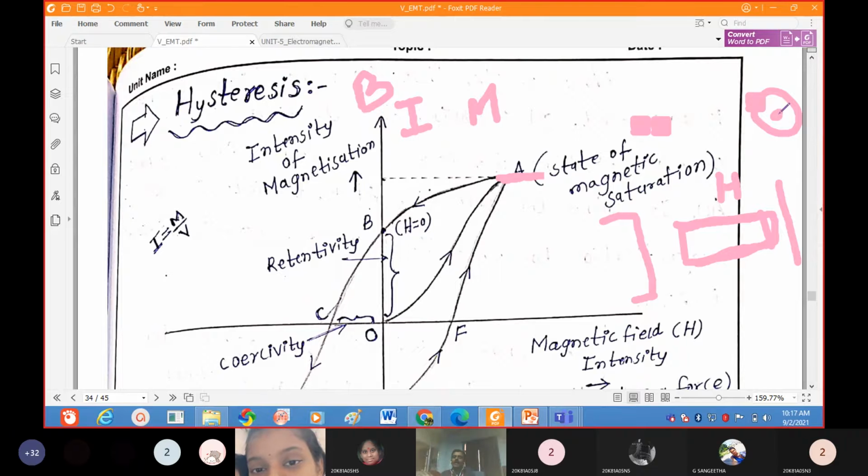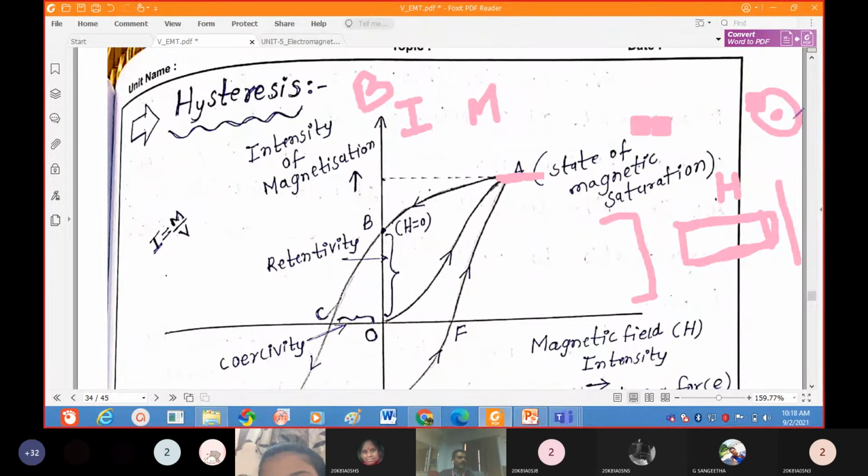That's why the resultant magnetic moment is zero. So this concept we will read later. Different types of magnetic materials will be there, and in that we will discuss this briefly.